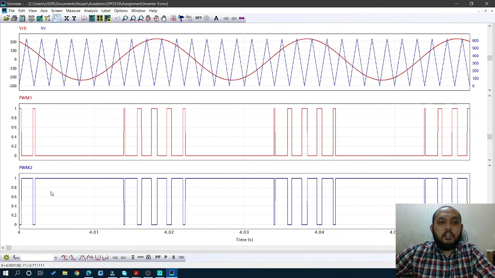PWM2, however, is the opposite of PWM1. PWM2 operates during the negative half cycle of the inverter, and thus the waveform is the opposite of PWM1.